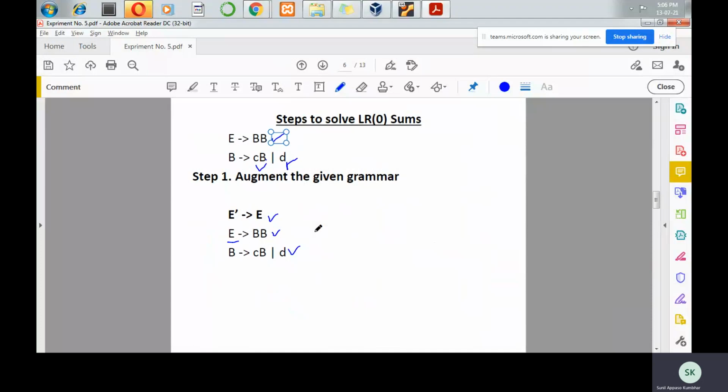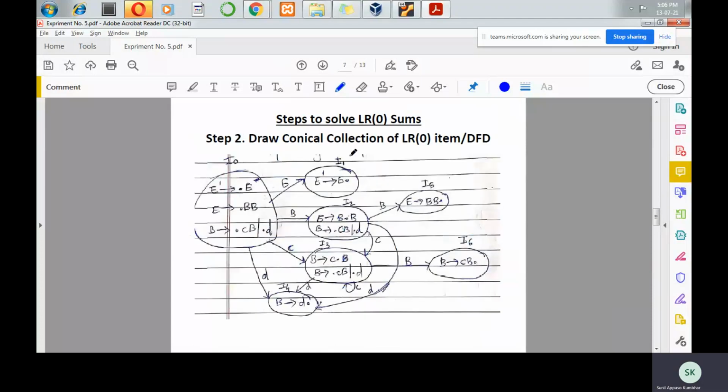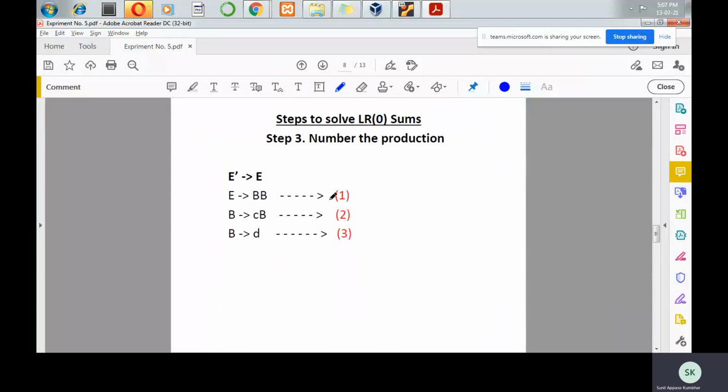In the second step, we are going to draw the canonical collection of LR0 item. So it is a data flow diagram. In the third step, we have to number the production. The very first production is not considered while numbering the productions. So E produces BB is the very first production. Then B produces CB and B produces D.